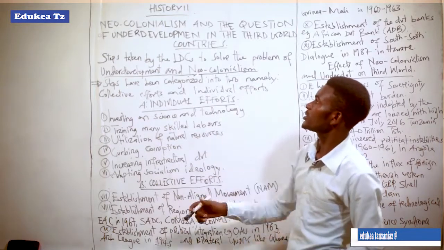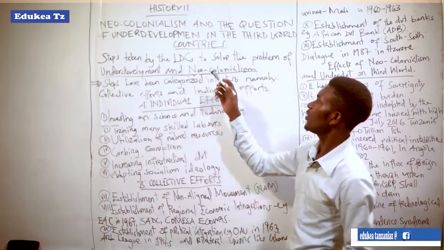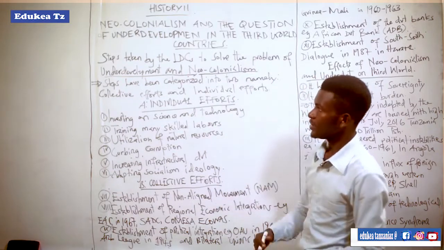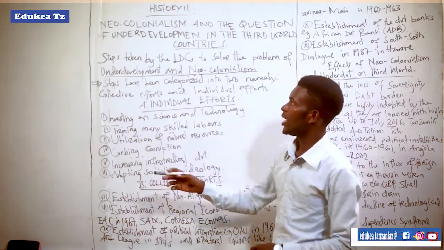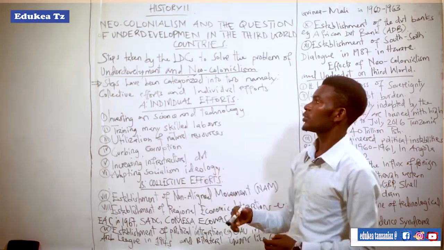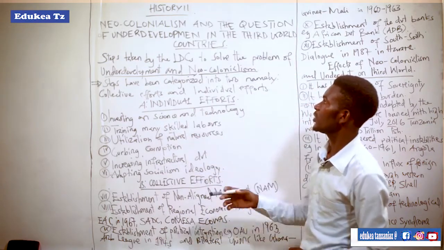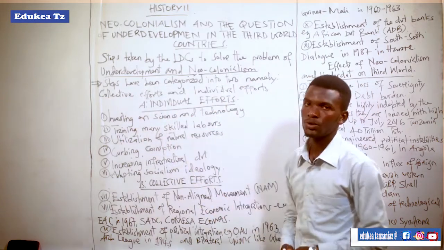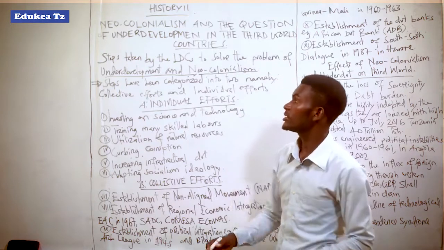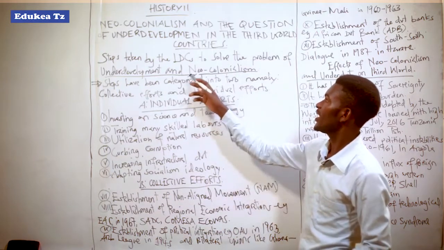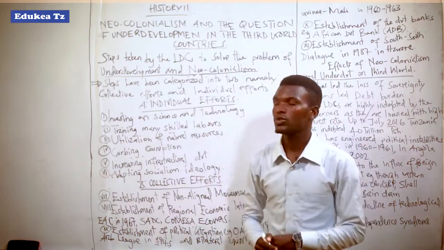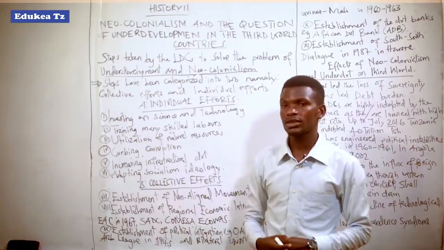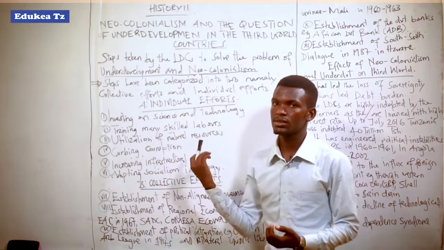Our topic is new colonialism and the question of underdevelopment in the third world countries. So let us proceed with the steps taken by the less developed countries to solve the problem of underdevelopment and the new colonialism. It means the steps which were taken by the less developed countries to solve the problem of underdevelopment and the new colonialism.